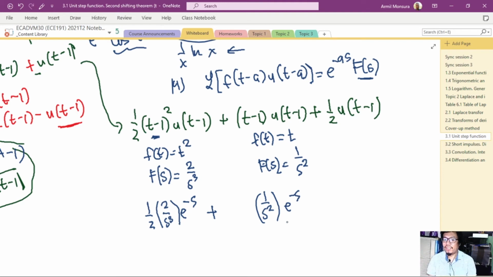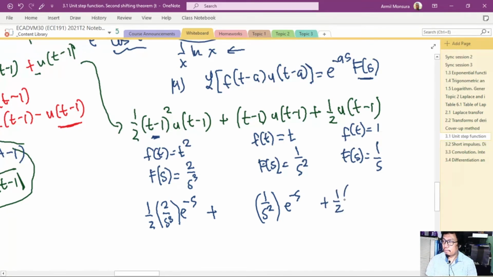Now I hope that you are getting the handle of this, because I would not solve all of the terms. I would let you solve the other terms. And then finally this one, we can apply it also, considering that you can have f of t equals 1, whose Laplace transform as per table 6.1 is 1 over s. And therefore you now have the constant 1/2 multiplied by the f of s, 1 over s, and then multiplied by the s domain exponential, which is e raised to negative s.